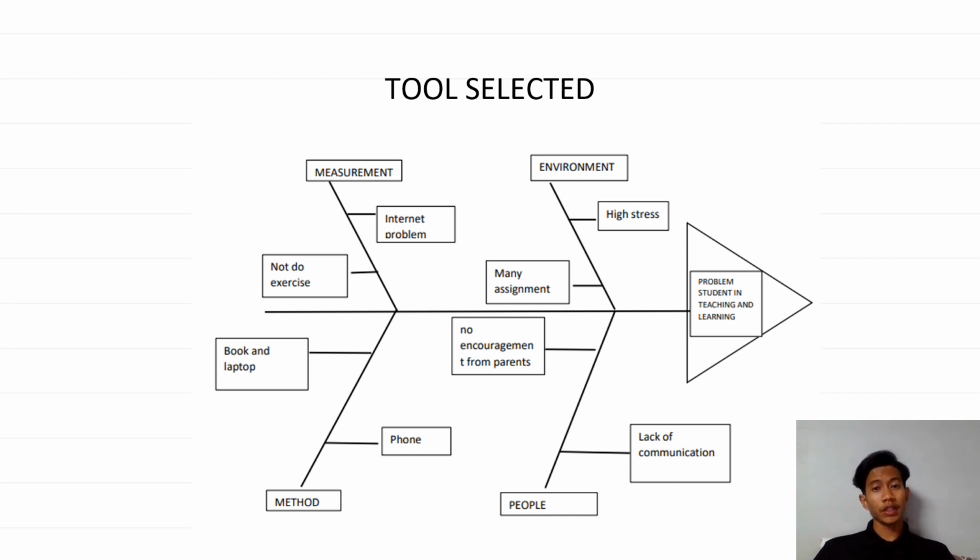Problems in teaching and learning fall under measurement, environment, method, and people. In measurement, we have an internet problem and students not doing exercises. Next, in environment, students get high stress and lecturers give too much assignment.